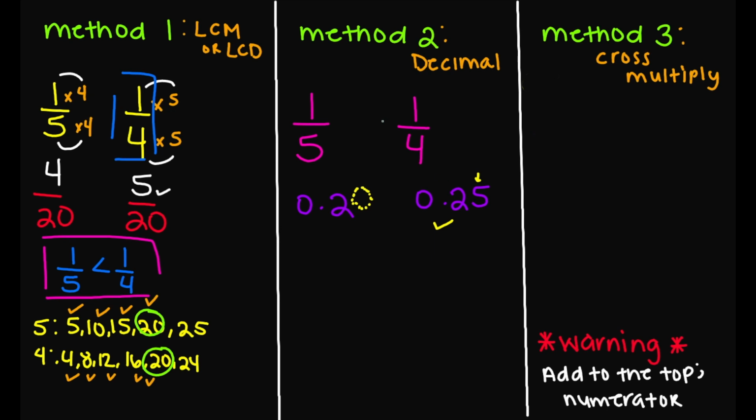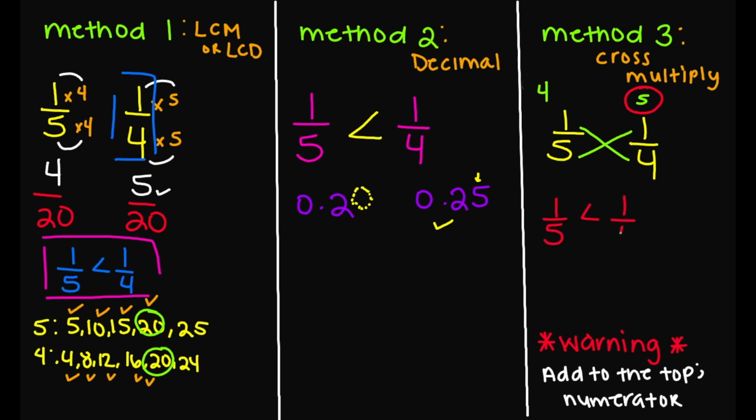If I compare that back to my fraction, my original problem here, you're going to see that 1 over 5, again, is less than 1 over 4. And then if I cross multiply, 4 times 1 is 4, 5 times 1 is 5. If I compare these two numbers, you're going to see that your 5 is greater. So again, we know that 1 over 5 is less than 1 over 4.